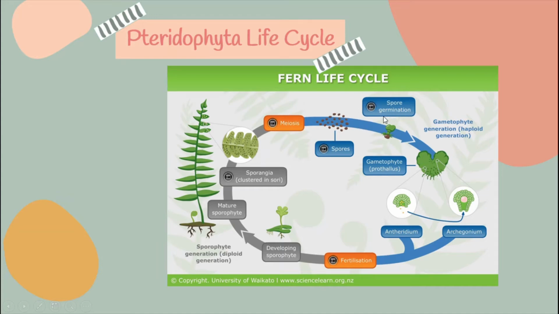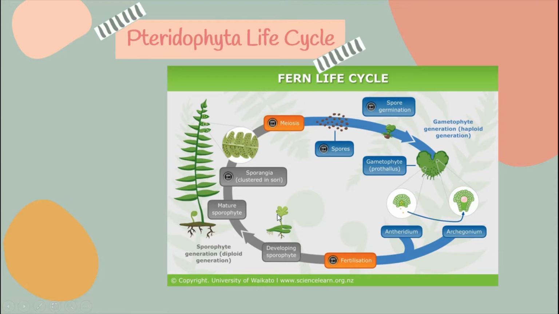they will undergo spore germination, and these spores will become the gametophyte generation, which is the haploid generation. So you get haploid now, which is the gametophyte prothallus, you can see here. And then this gametophyte has the antheridium and the archegonium inside it. Then this will undergo fertilization, as you can see here, and this will end up developing the sporophytes.